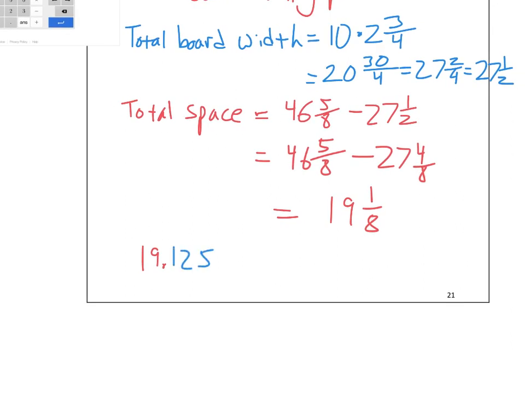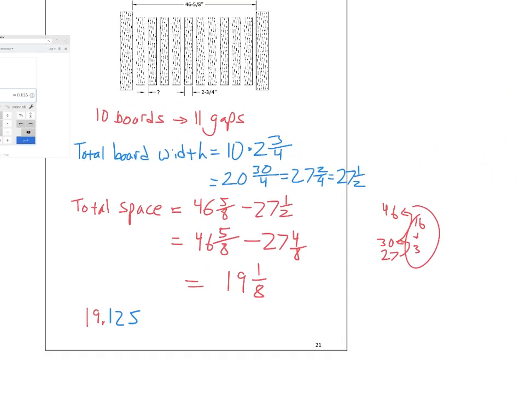So again, as I mentioned a few minutes ago, we're going to have to go decimal at some point. Now we have 11 spaces here. 11 gaps. We have 11 gaps. So we've got to figure out what those 11 gaps are worth. We actually just did 19 1/8. Okay, but we need to divide that by 11.